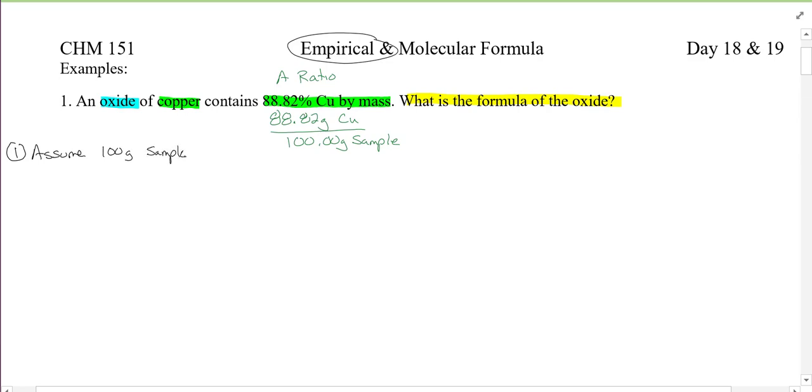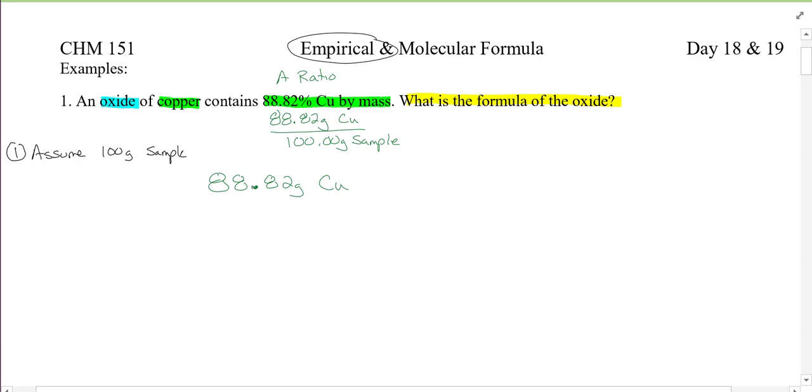Does it matter if I have 100 grams? No. Chances are you wouldn't have 100 grams if you're doing this in a lab, especially if you didn't know. You would probably not take 100 grams. You would maybe take 0.5 grams, 0.1 grams, a much smaller amount. But if I assume a 100 gram sample, I have 88.82 grams of copper in my 100 gram sample.